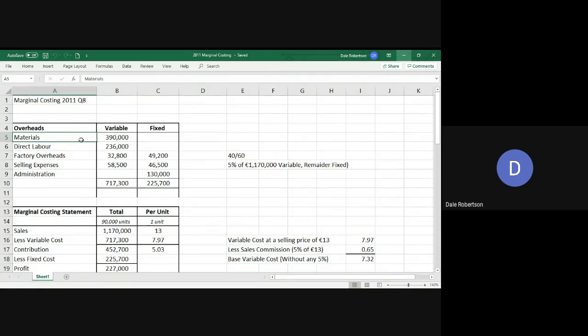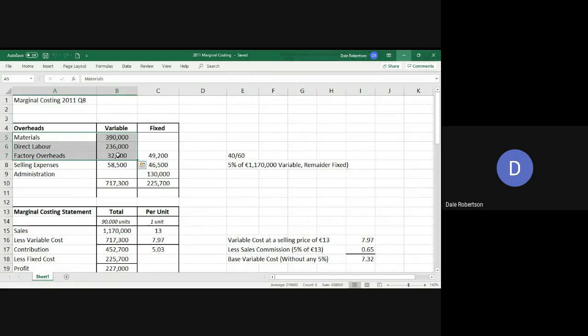It says again, and I'm going to go through it much slower this time, the materials and the labor and 40% of the overheads are variable costs. So that's all of the materials, 390,000, all of the direct labor, and 40% of the 82,000. Here's my 40-60 split. 40% of that are variable overheads.